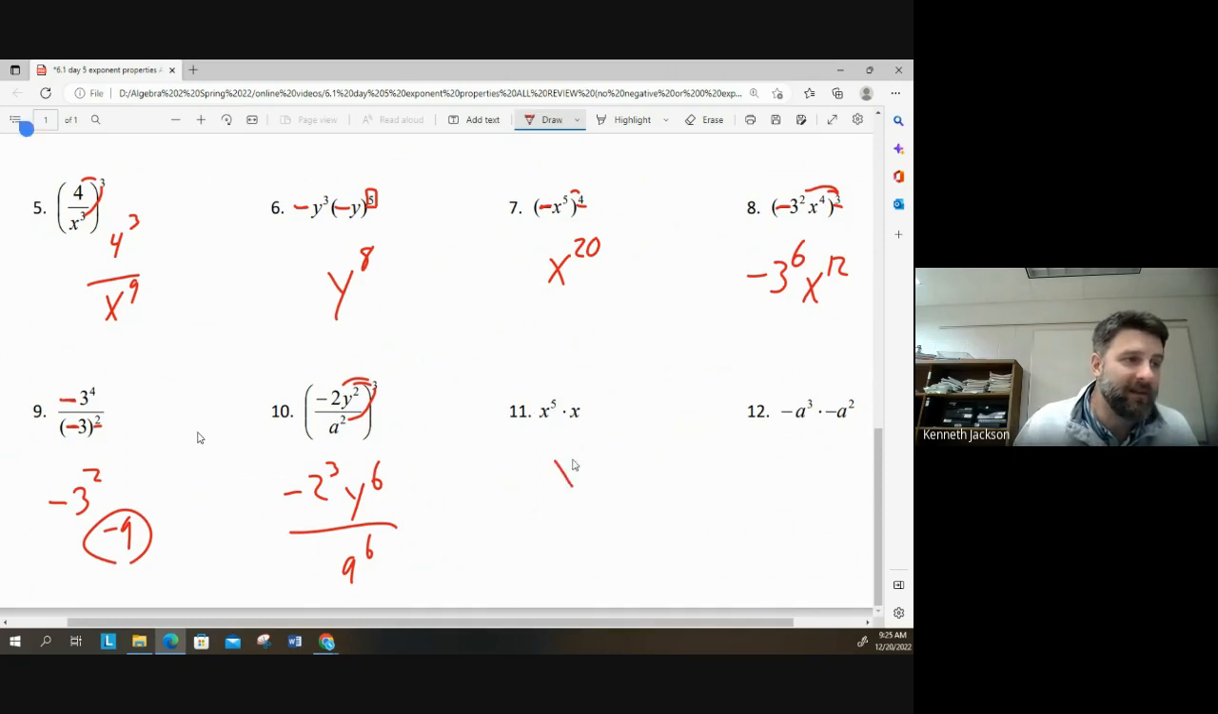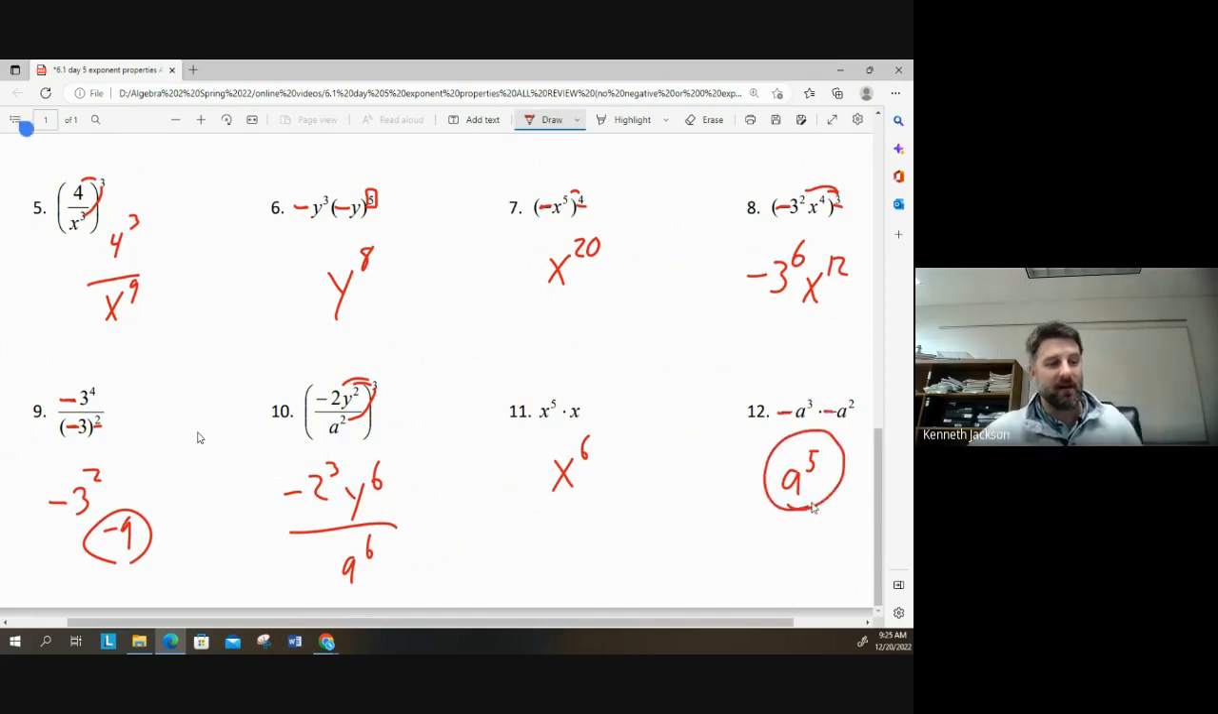Multiply by the same base, add the exponents, x to the 6th. Multiply by the same base, add the exponents. That's a to the 5th. And I have 1 negative sign here, 1 negative sign here. 2 total negative signs makes my answer positive.